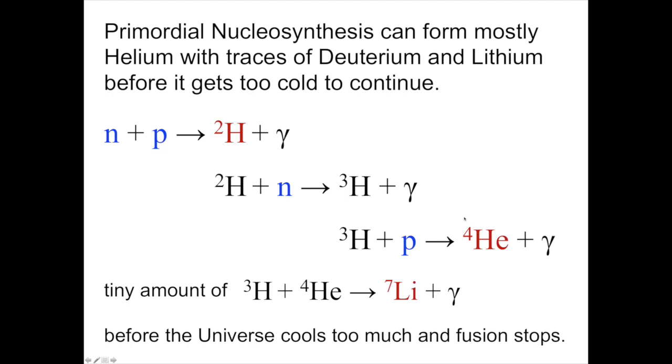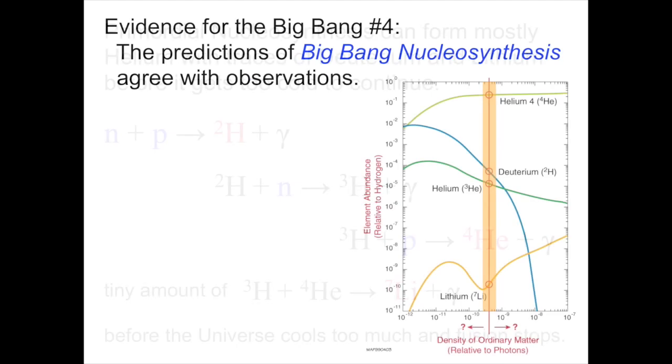The outcome, the basic bottom line, is that this neutron-mediated fusion that occurs during this 10-minute window between when the universe was 3 minutes old and about 15 minutes old forms a small amount of deuterium, a whole bunch of helium, which is a very stable nucleus, and a tiny amount of lithium-7 before the universe cools down so much that all the fusion just stops. Therefore, we now have evidence for the Big Bang number 4.